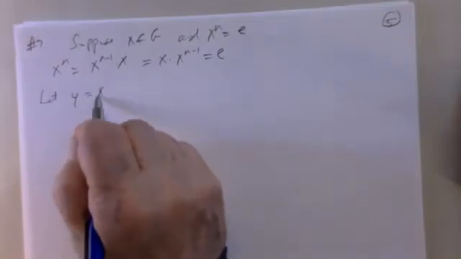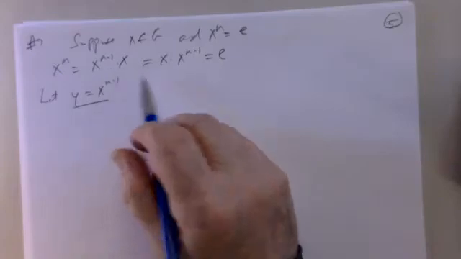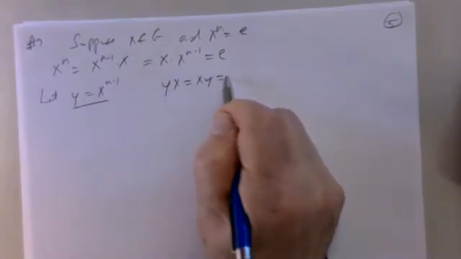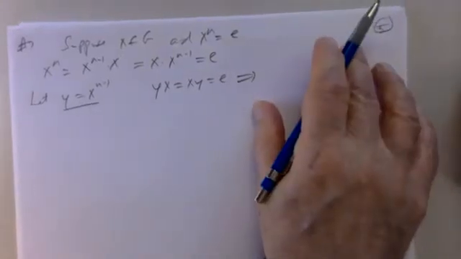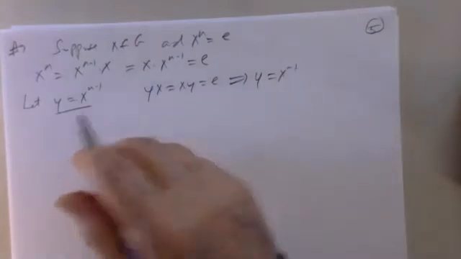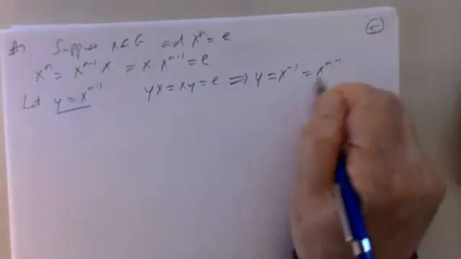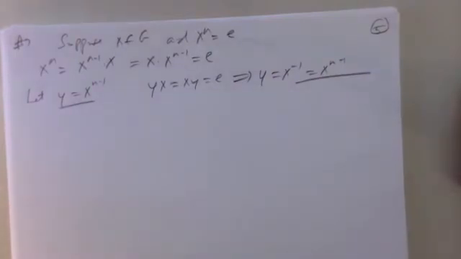So if I let Y equal X to the n minus 1, just to make this a little clearer, this says Y times X and X times Y is equal to E, which is the definition of Y being the inverse. So Y is X inverse. That means X inverse is X to the n minus 1. And that's the whole proof. Other questions?